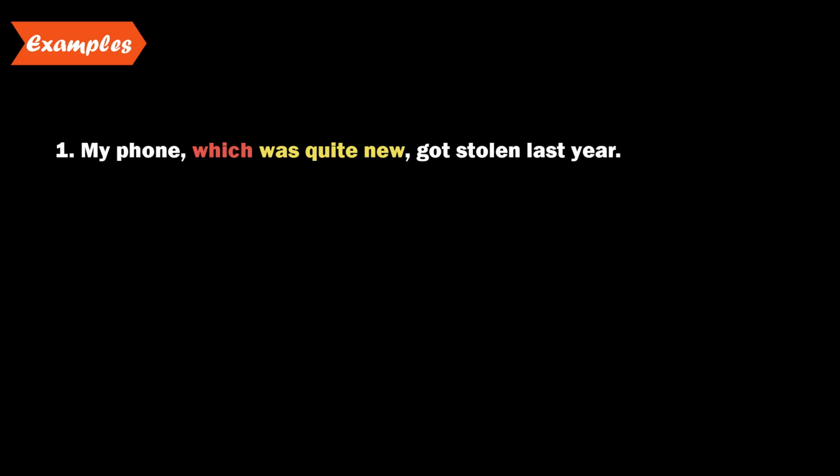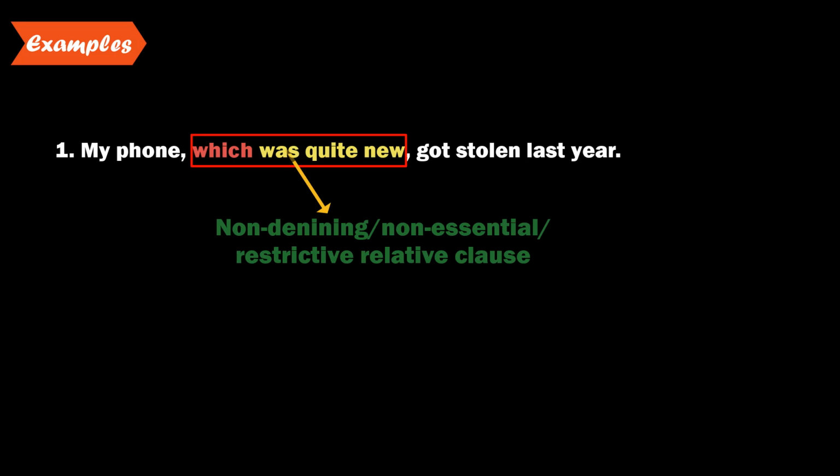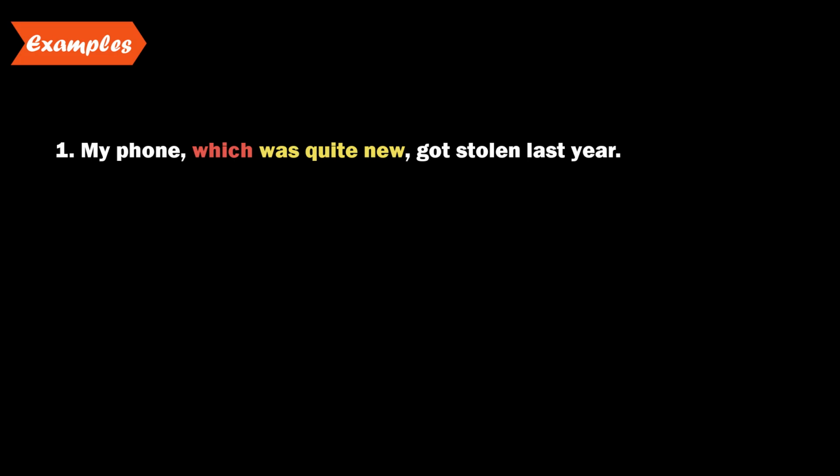Okay, so what is my relative clause here? Which was quite new. Which was quite new is my relative clause. Which is my relative pronoun here coming in the beginning of the clause, and this is giving information about the noun, my phone. But this information is non-essential. It's not vital. It's not helping us to identify the subject. It is giving us non-essential information. That is why we are separating it with commas. My phone, which was quite new, got stolen last year. Which is relating to a thing, my phone.